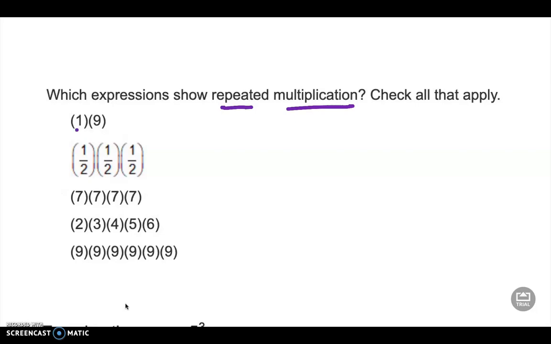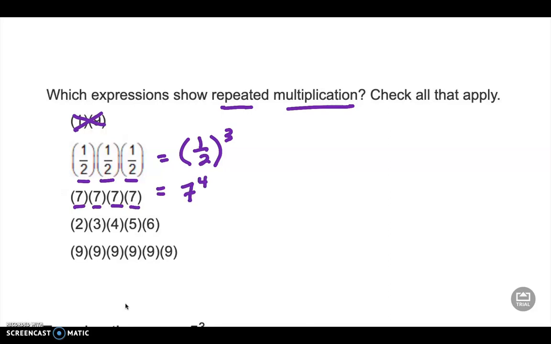Well, 1 and 9 are not the same number, so that's not repeated. It's multiplication, but not repeated. Here we have 1/2 times 1/2 times 1/2. So that is repeated multiplication, and we could rewrite that as 1/2 to the third power. Here we have 7 times 7 times 7 times 7. They're all the same, and they're being multiplied, so that is 7 to the fourth.